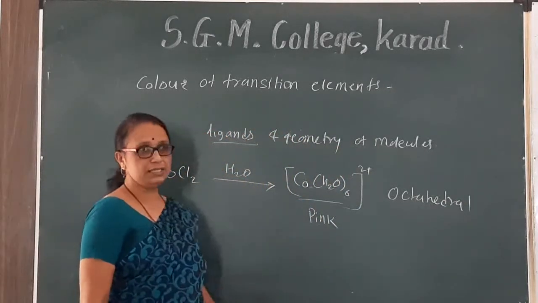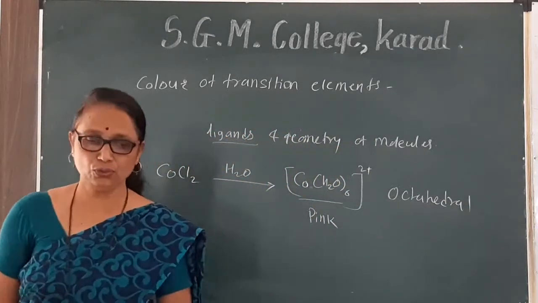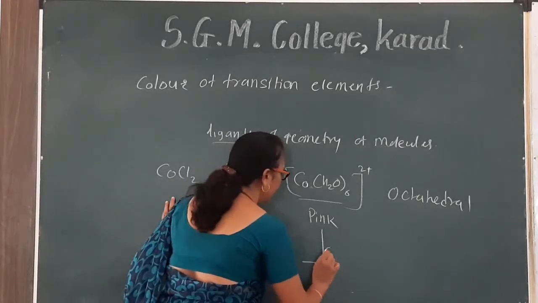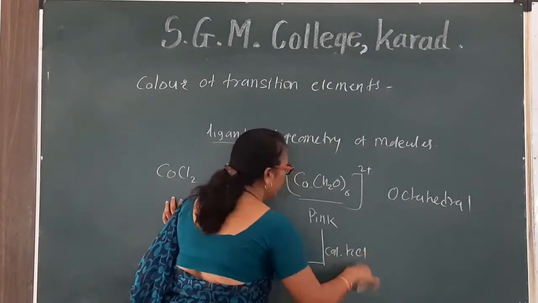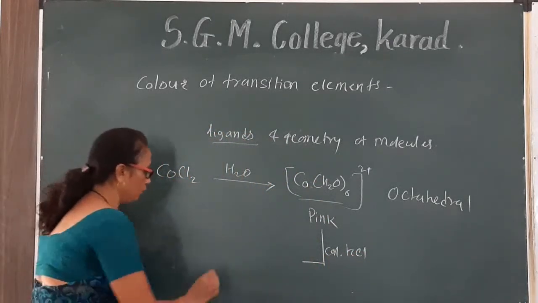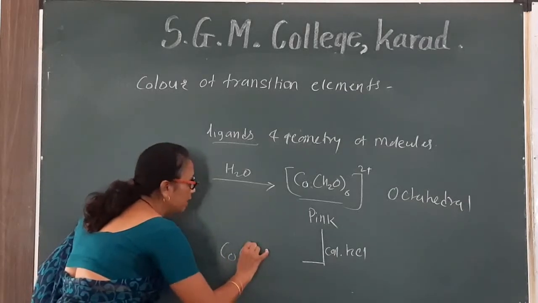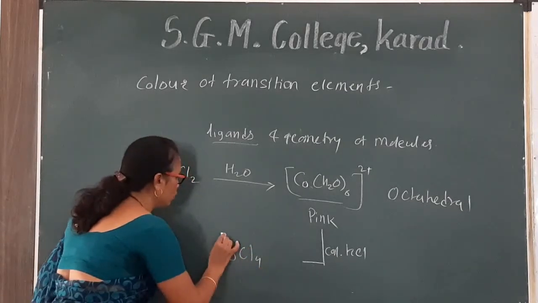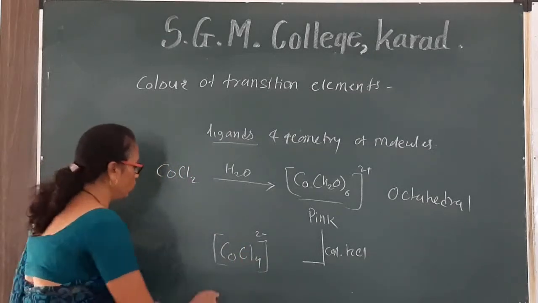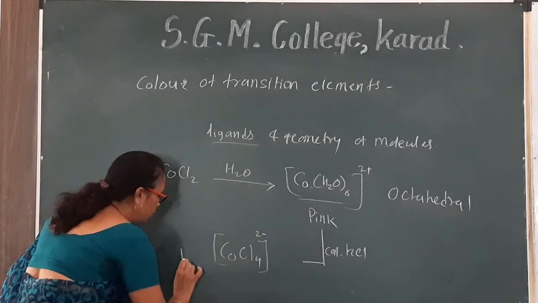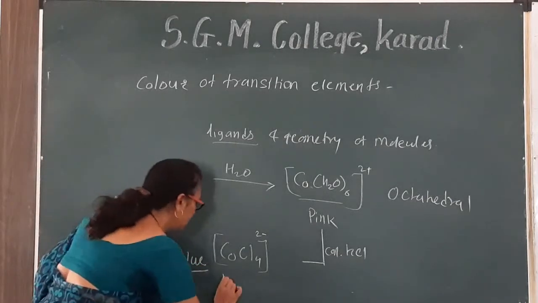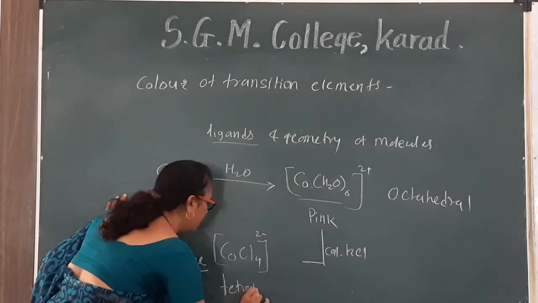And the color is pink. When this [Co(H2O)6]2+ complex is treated with concentrated HCl, there is a formation of the new complex [CoCl4]2-, which shows the blue color, and it is tetrahedral.